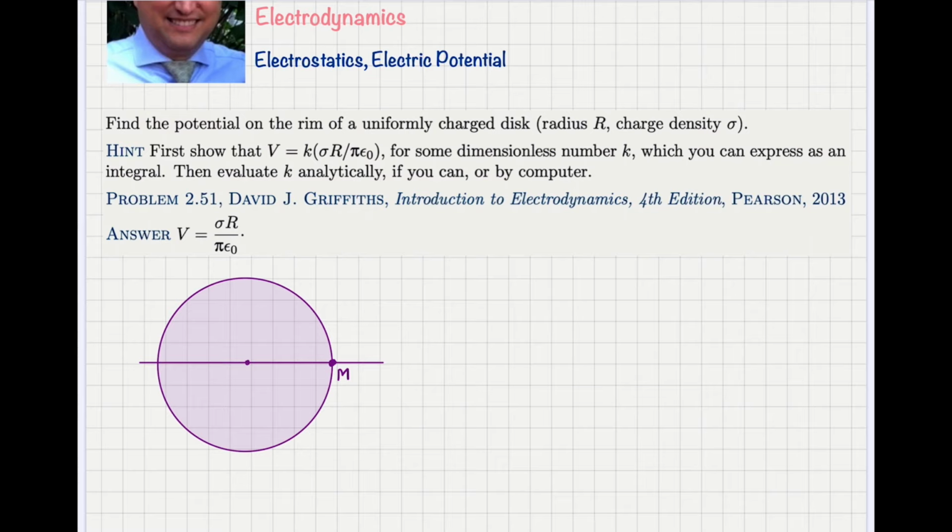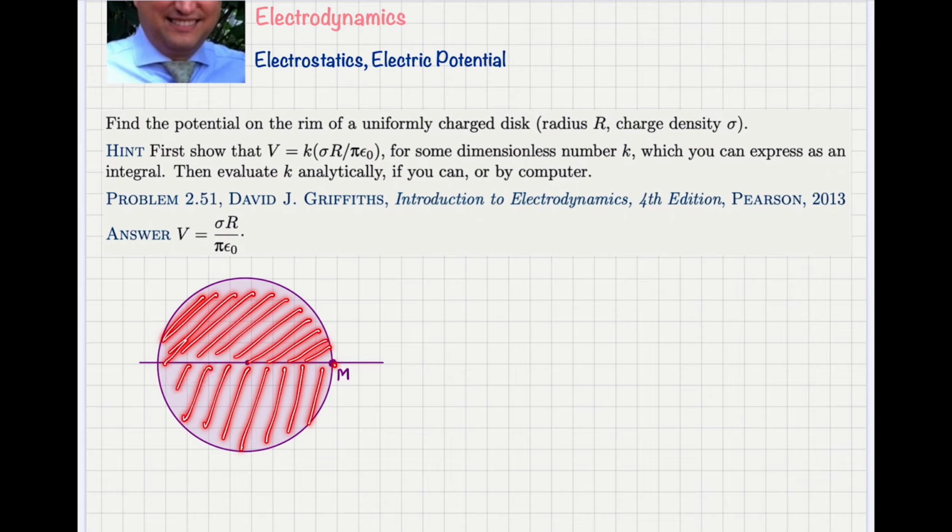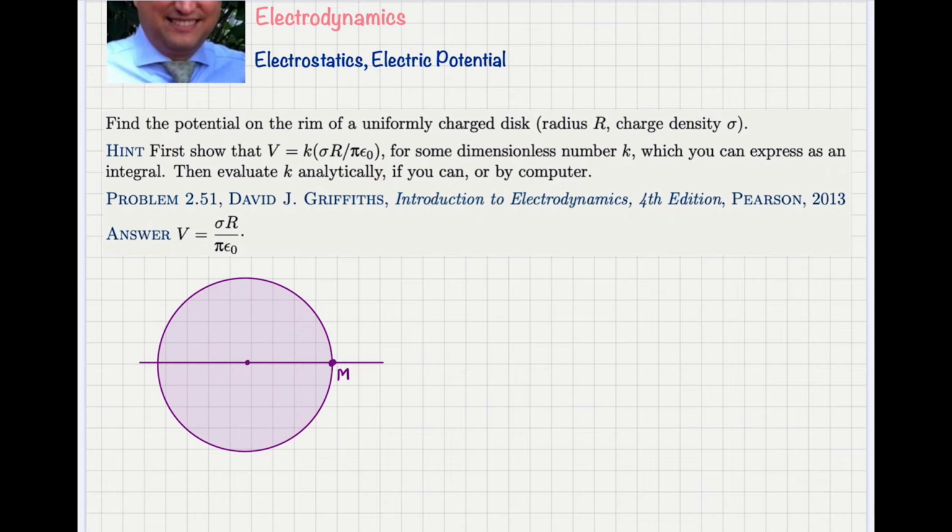And then I use symmetry again, because it is clear that if I want to find the potential at this point, the contribution to the potential at point M coming from this upper semicircle is exactly equal to the contribution coming from the lower one. Yes? So I will calculate the potential coming only from the upper semicircle and then multiply it by 2.